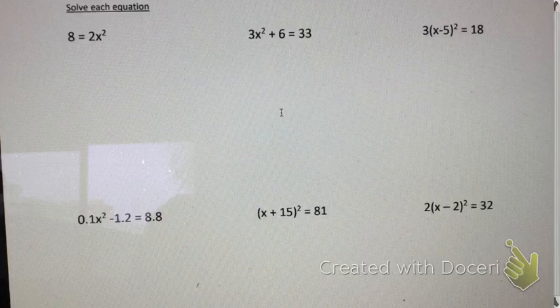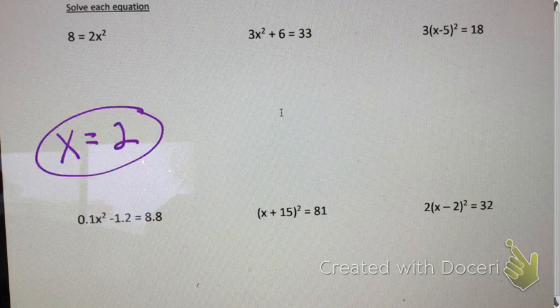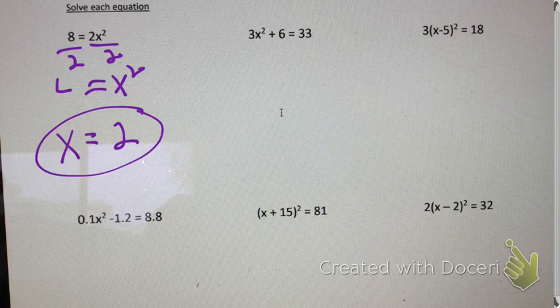Now a little bit of quadratic solving. There's some different techniques here. It depends on what you see, but in the first one, basically 2 times 4 is 8, so x squared has to be equal to 4. So x has to be equal to 2. Now that's just common sense, but if you want to be a little more technical, divide by 2. You're going to get x squared equals 4, and you'll notice something here, that x can be plus or minus. Remember that. You've got two roots to this.